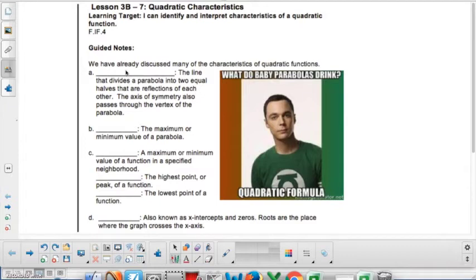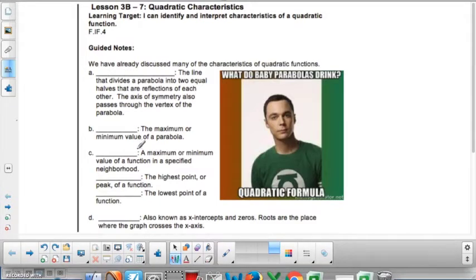The first one is the line of symmetry. A line of symmetry is a line that divides a parabola into two equal halves that are reflections of each other. We've used this already to help us graph things, so this isn't anything new. We also have the vertex, which is the maximum or minimum value of a parabola. We've used this before when we were graphing them.